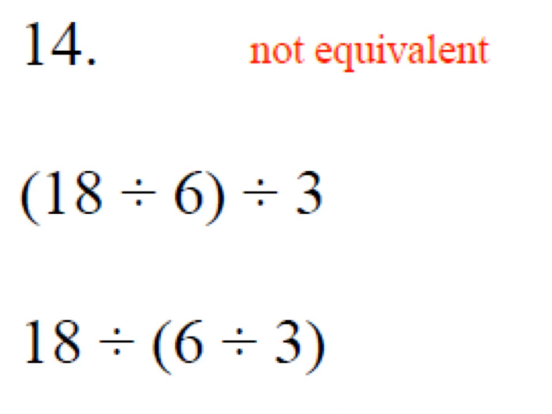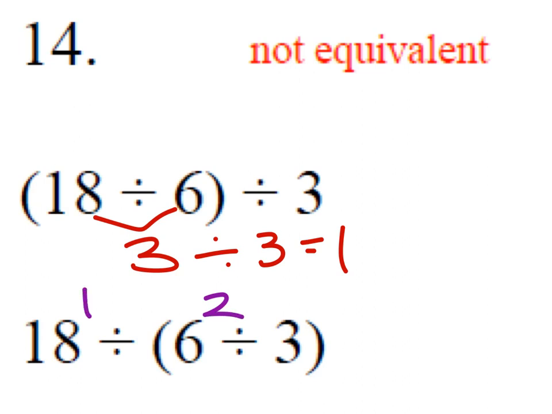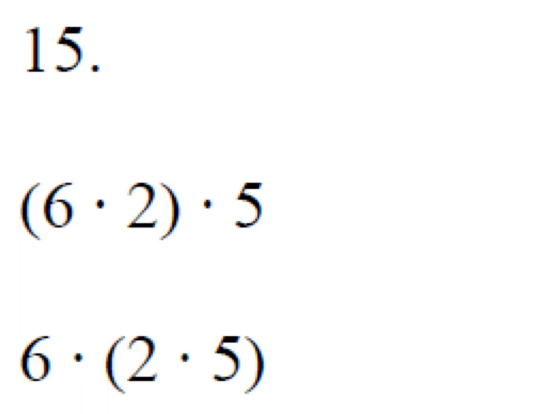And here we can see that these two are not equivalent. 18 divided by 6 is 3. Then if I divide it by this 3, I get 1. Here I've got 6 divided by 3, which is 2. And 18 divided by 2 is 9. These are not equivalent. All right, take a moment and try this one too.